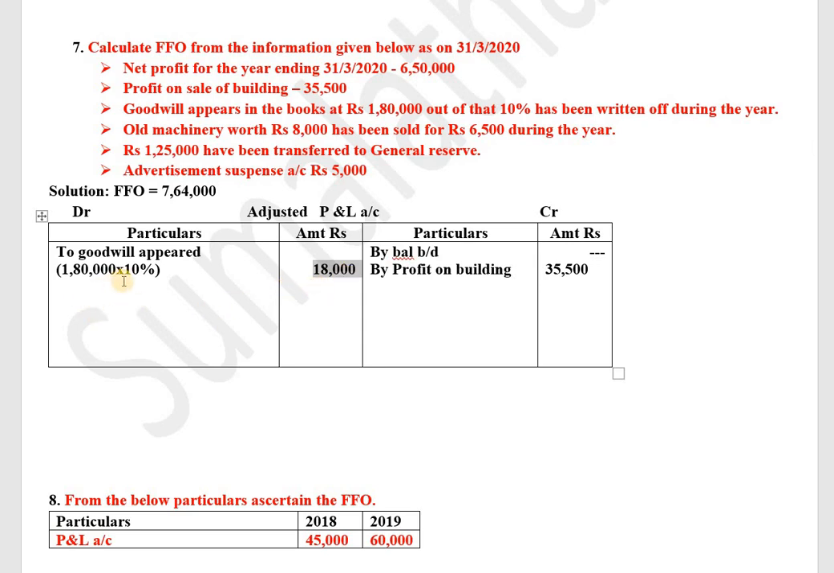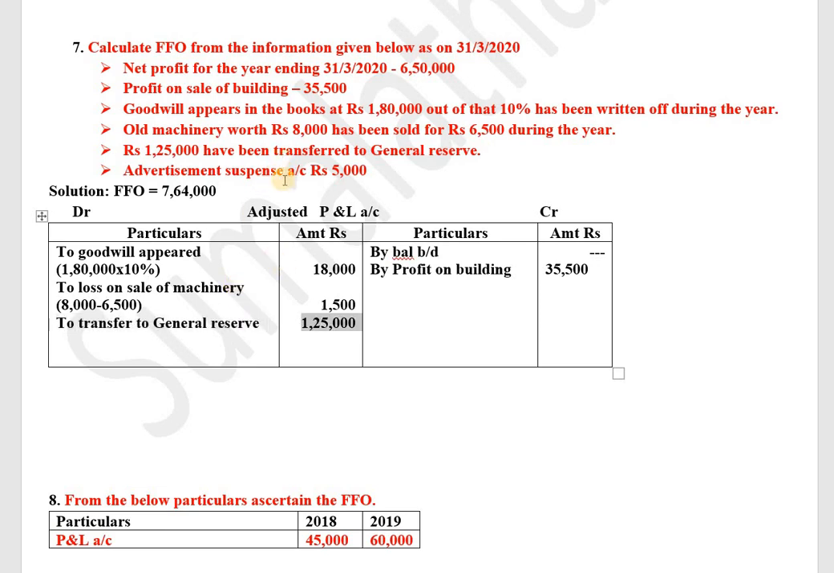18,000. 1,80,000 into 10%, you will be getting 18,000. And next, old machinery. Old machinery ಏನಾಗಿದೆ ನಮಗೆ ಲಾಸ್ ಆಗಿದೆ. So loss on sale of machinery ಎಷ್ಟು 8,000 minus 6,500, you will be getting 1,500 is the loss on the sale of the machinery. Next, to transfer to general reserve, how much?